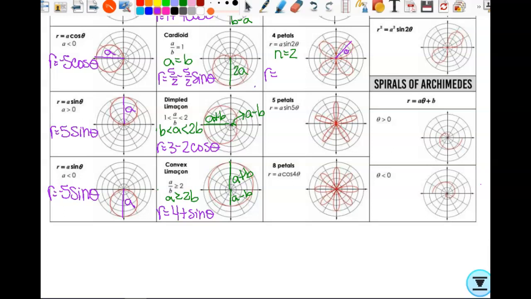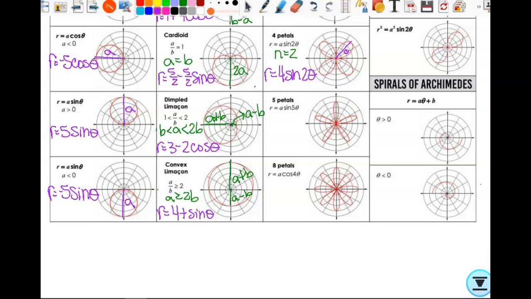And that is 4, right? So r equals 4 sine 2 theta. But notice, it's sine. I don't have anything on the y-axis, but if this was cosine instead of sine, it would be turned where this petal starts on the x-axis. If not, it's rotated, okay?